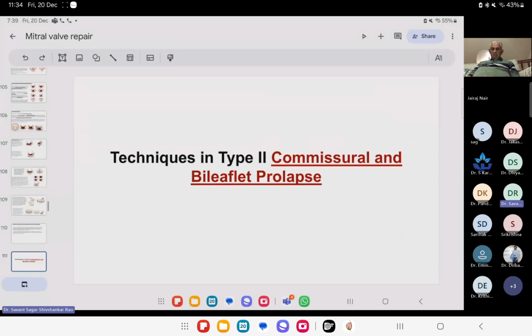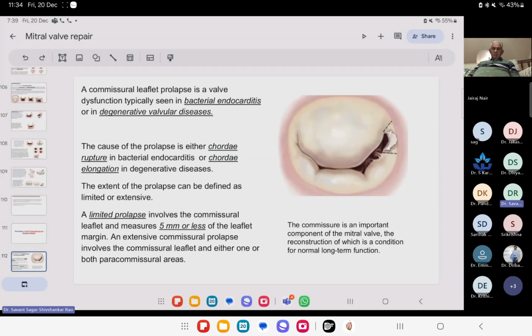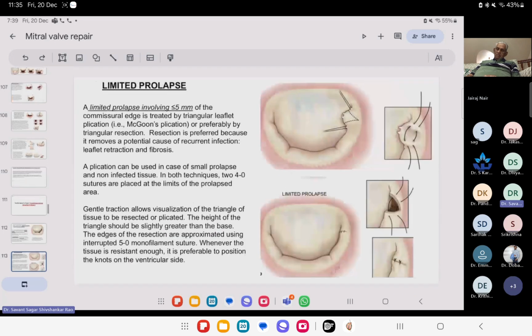For type 2 commissural or bileaflet prolapse, we have to combine all these techniques, whichever is feasible for the particular defect. If there is a commissural defect with caudal rupture or caudal elongation, the limited prolapse has to be taken care of with a triangular resection with annular stitches to reduce the annulus. This is the Mugwon stitch for a limited prolapse, which is not most of the time used.